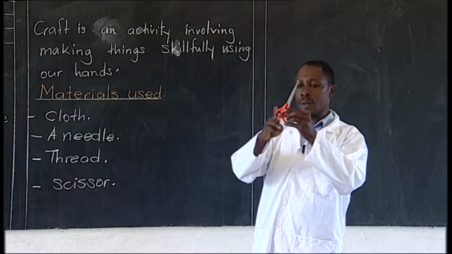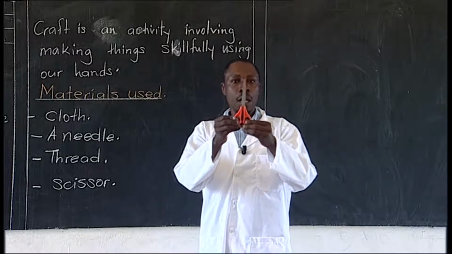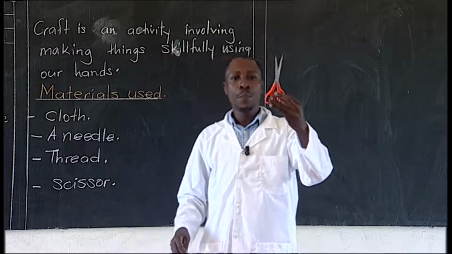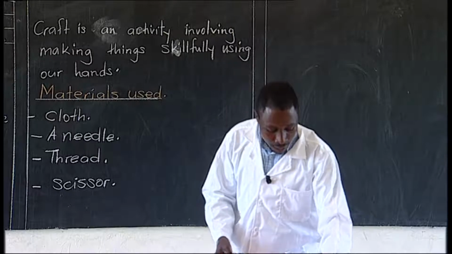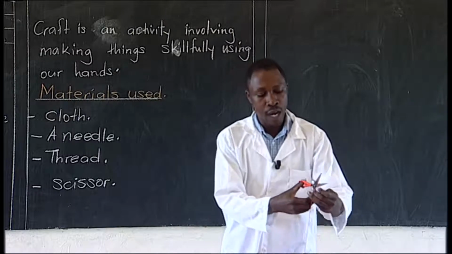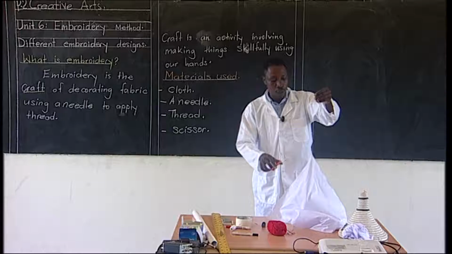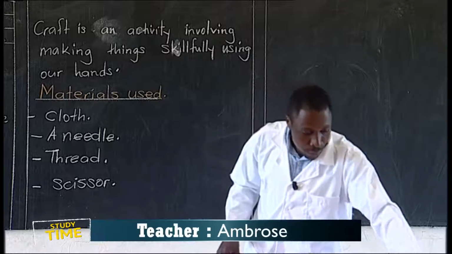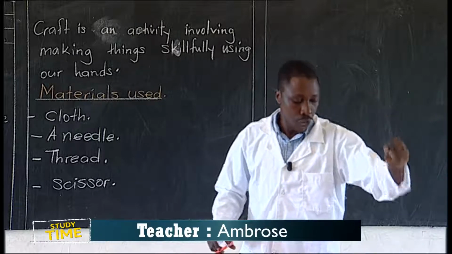Last time we saw different types of scissors and uses. Who can tell me the use of a scissor? We use a scissor to cut a thread. When you are going to cut, you use your scissor. Or when you want to remove what you don't want on a piece of cloth, you use a scissor. So a scissor is for removing unwanted parts on a cloth.